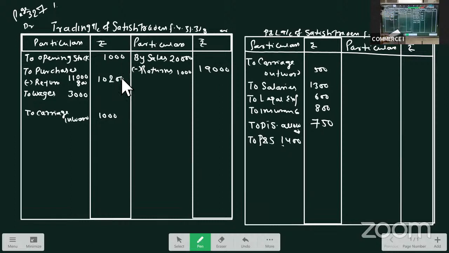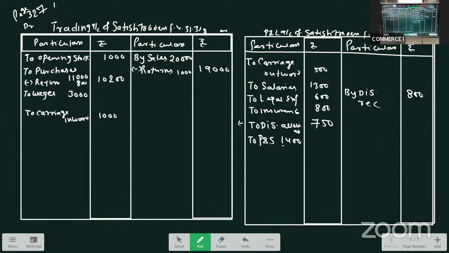10,200. Then capital. Capital will appear in the balance sheet on the liability side. I repeat, capital will go to balance sheet on the liability side. Okay. Then we have creditors. Creditor is a liability that will go to balance sheet. We have discount on the credit side of trial balance. If given on the debit side, it is discount allowed. If given on the credit side, it is discount received.